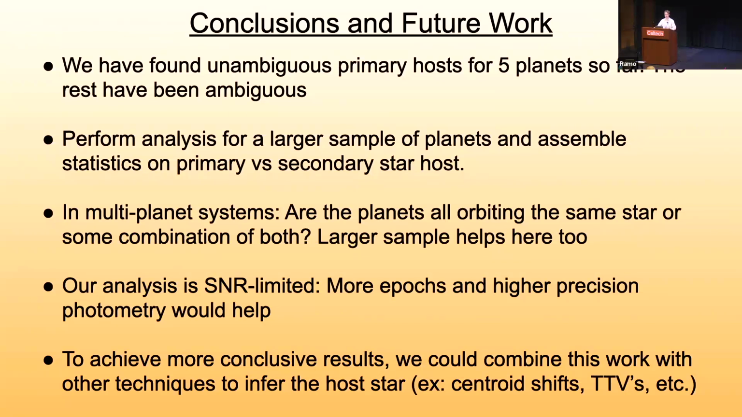Another thing we could do to get more conclusive results is to use other methods of inferring the host star and combining it with the astrodensity analysis that I'm using. So for example, we could look at the Kepler images and actually look for centroid shifts when the planet's in transit versus out of transit. And in multi-planet systems, we could also look for transit timing variations or lack thereof, and potentially other directions as well. So with that, I'll end it and open for questions.